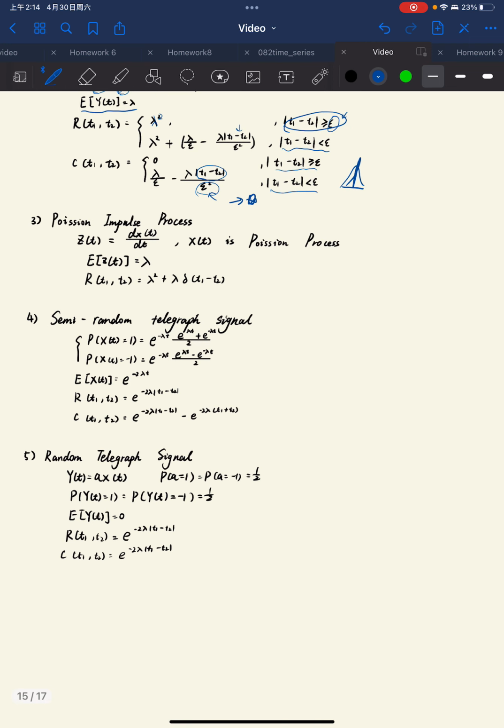The third one is the Poisson impulse process. It is defined as follows: if we have a Poisson process X(t), then its derivative is Z(t), which is a kind of point impulse process. Which means at certain times, where we used to have triangles, now we only have impulses.